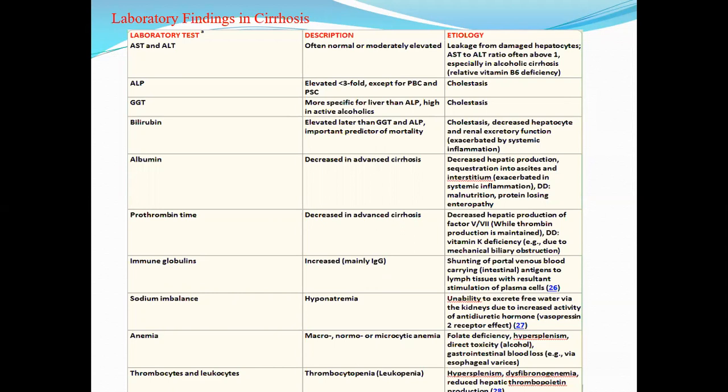Albumin level in liver cirrhosis decreases. Why? Because the synthetic function of the hepatocyte decreases, so there is decreased synthesis of albumin. Hypoalbuminemia leads to all its sequelae, for example, fluid overload, ascites, and pleural effusion. So hypoalbuminemia also indicates a bad prognostic sign of liver disease.